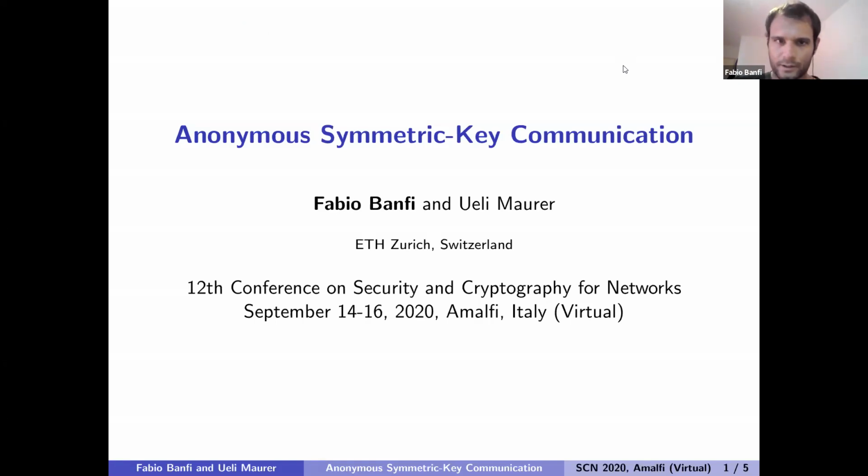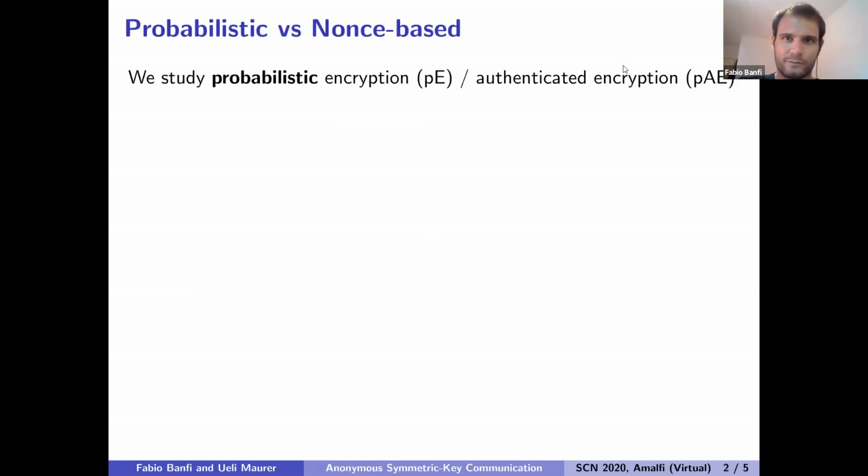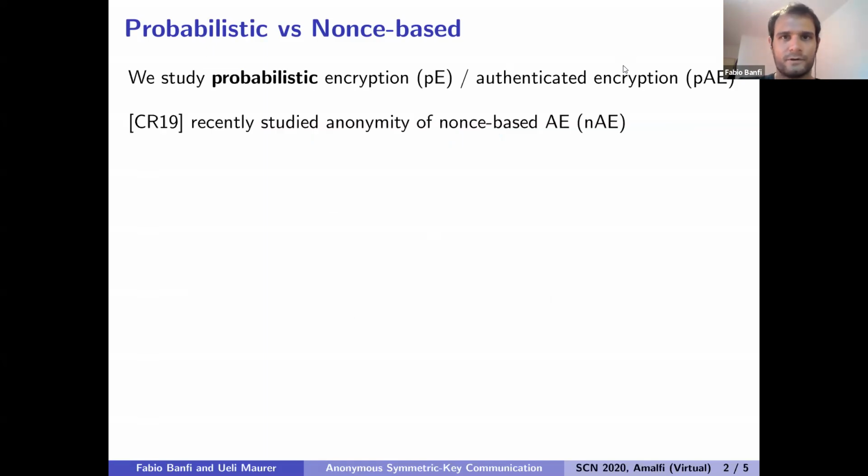So let me explain in 5 minutes what we did. Again, my name is Fabio Banfi, and this is joint work with Willy Maurer from ETH Zurich. We wanted to study the anonymity of probabilistic encryption and authenticated encryption, as opposed to nonce-based encryption and authenticated encryption. For the latter, for nonce-based authenticated encryption, recently Chan and Rogaway wrote a paper.